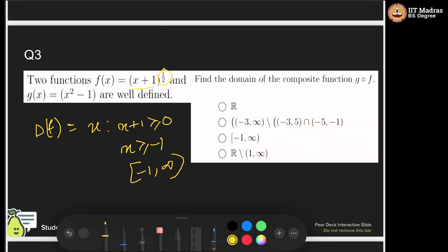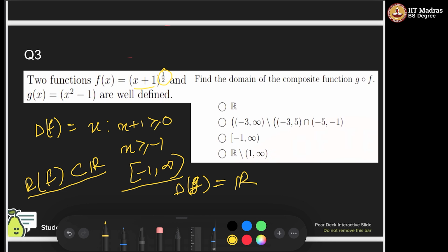And what is the range of f? Range of f is clearly a subset of the real numbers, right? And what is the domain of g? Domain of g is the whole real number set, right? Because x square minus 1 is valid all over the real numbers. So clearly this is the domain of f and this is the range of f, which is a subset of the real numbers, that means the domain of the function g. Hence the domain of the composition function g composed with f is equal to the domain of f, which is nothing but minus 1 to infinity. Hence the third option is correct.